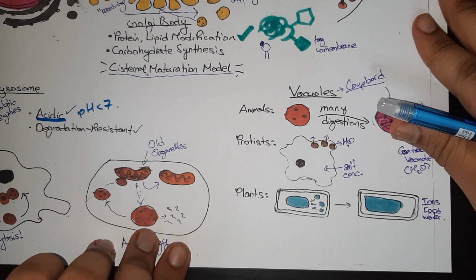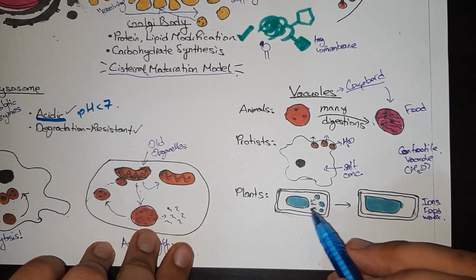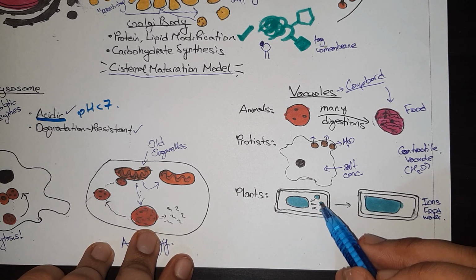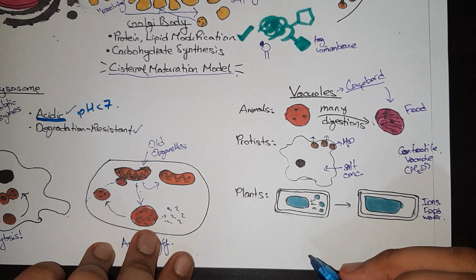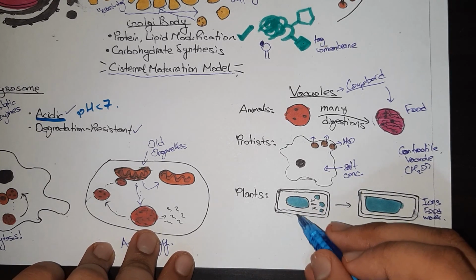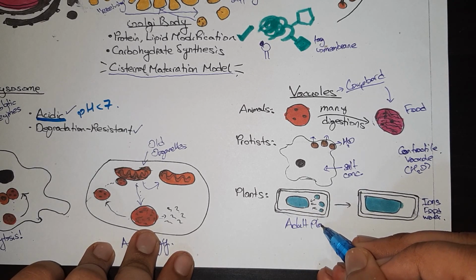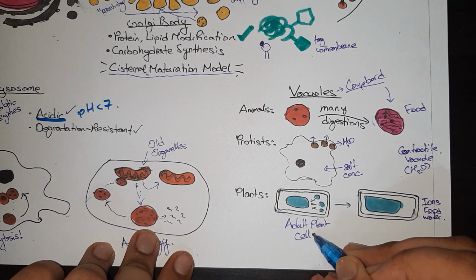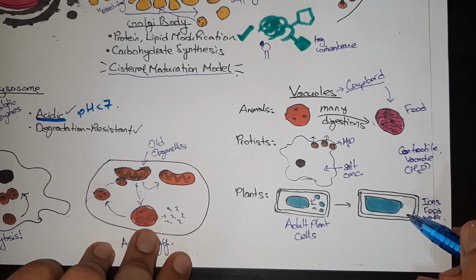And the last vacuole is in the plants. The plants have a large central vacuole. And this large central vacuole is actually made in plants by many small vacuoles coming together to form the large central vacuole. So this vacuole is present in adult plant cells. And its main function is to store ions, food and water, but it has another function which is to easily grow the plant cell in size.